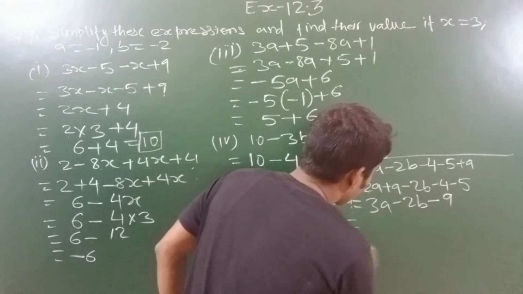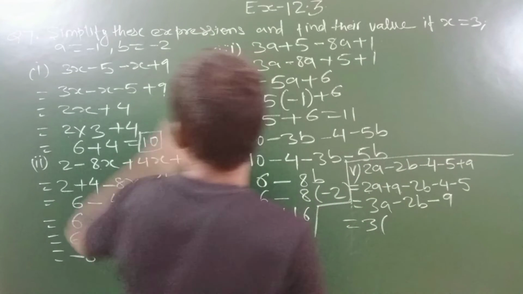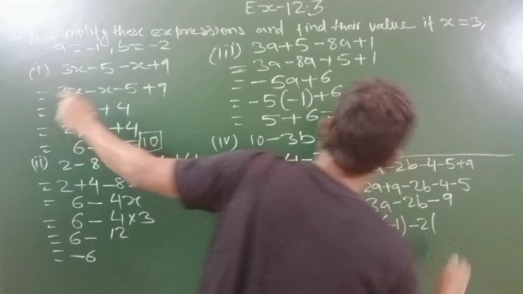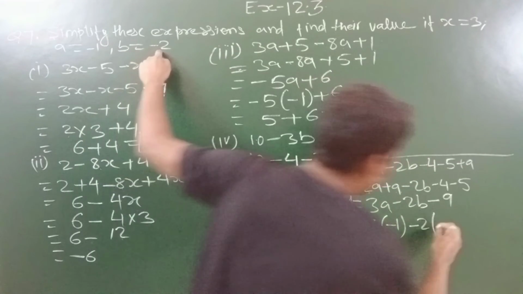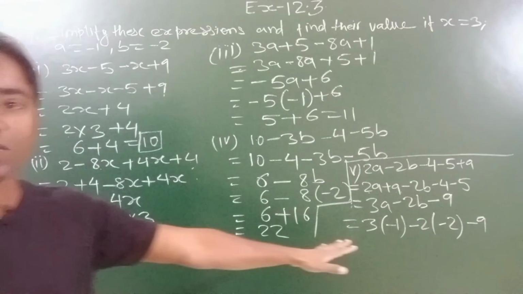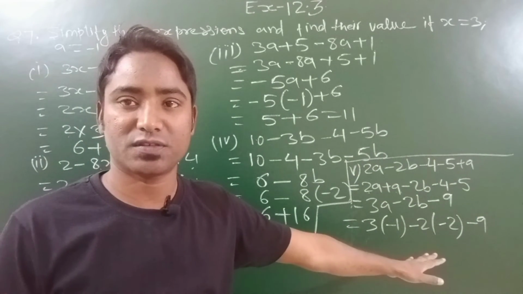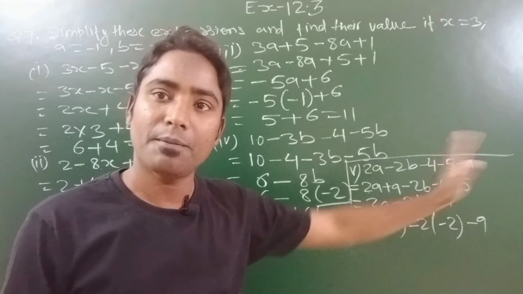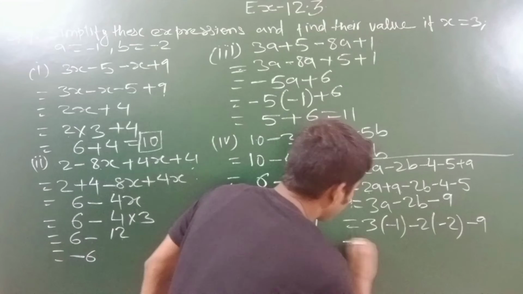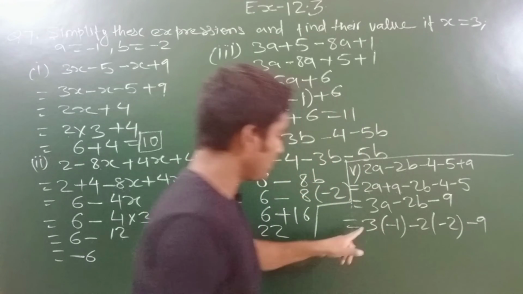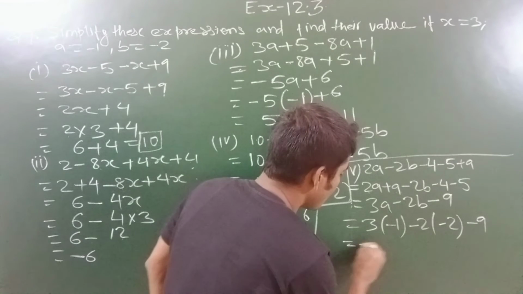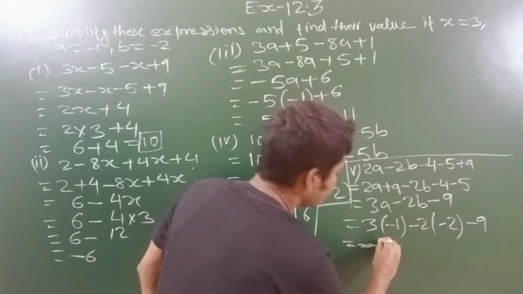Now followed by equal to sign, 3 into the value of a, minus 1, minus 2 into the value of b, minus 2, and then minus 9 as it is. See, I have just put the value of a and b, students, nothing else. a is equal to minus 1, b is equal to minus 2. Okay, now perform the operation. See, before 3 plus sign is there, before 1 minus sign is there, so plus into minus will give you minus in the result. Okay, so 3 ones are 3.